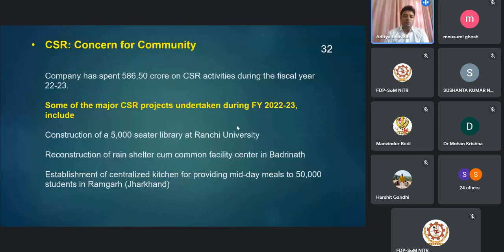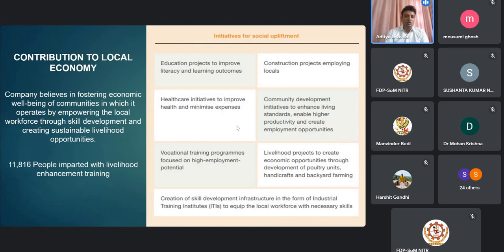These are some more works, like construction of a 5,000-seater library at Ranchi University, and a shelter cum common facility center in Badrinath. Establishment of a centralized kitchen for providing midday meals to 50,000 students in Ramgarh. Contribution to local economy. We do healthcare initiatives to improve health at minimum expenses. All hospitals are providing healthcare at very bare minimum price, like government rates, you can say.